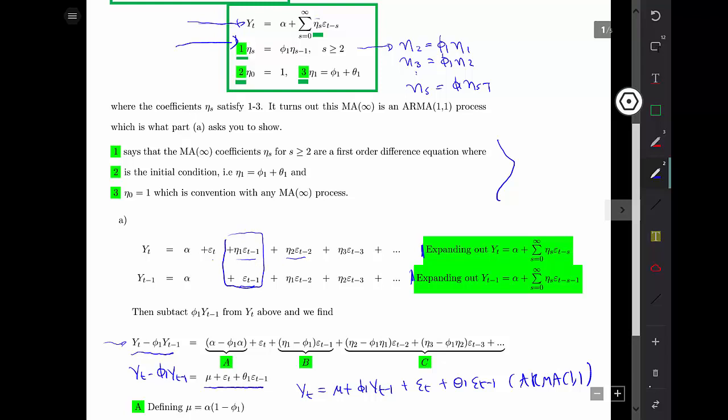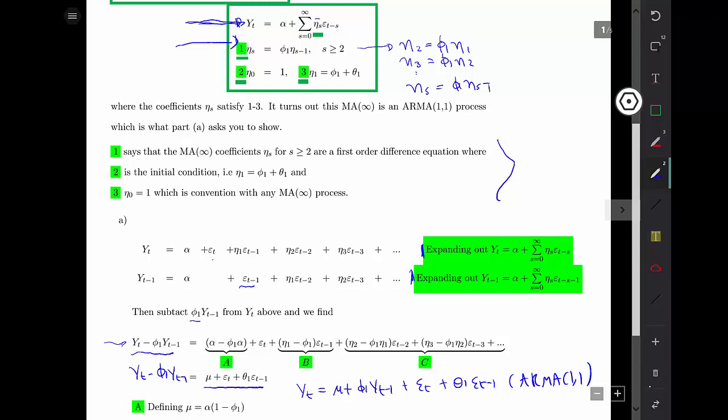And again, at s equals 1, we're going to get psi 1 times epsilon t minus 2. And again, we're going to get this, and go along. Okay, so we've just expanded out yt and yt minus 1 using this equation above, which has been given to us. The question then asks us to work out what yt minus phi 1 yt minus 1 is.